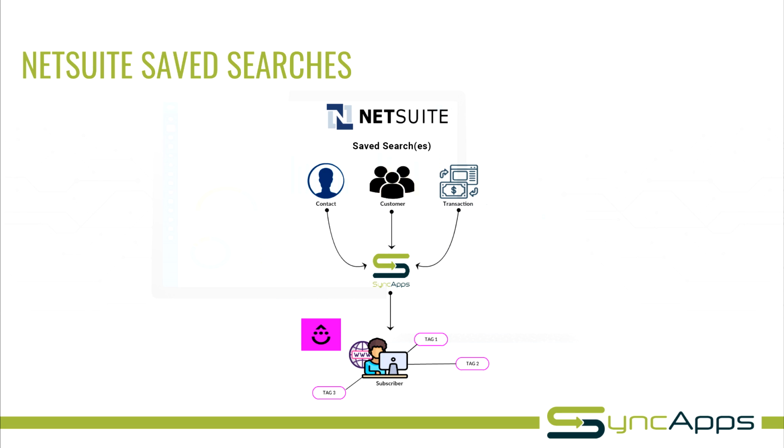For example, you want all the records under a saved search to sync over to Drip so that you can create a campaign or a workflow. So also, tags in Drip will be automatically created for each saved search. So you want all the records under a saved search to have a tag name, for example, saved search 1 in Drip. Upon syncing, SyncApps will do that for you. You only have to specify the Drip tag name in step 1 for each saved search.